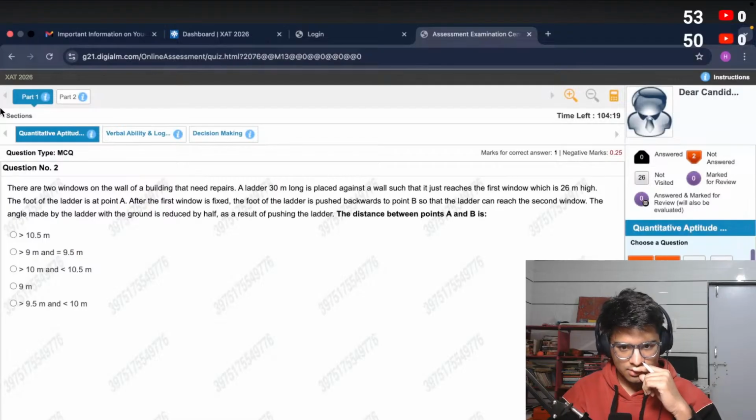So if I can find the distance from the base to point A and from the base to point B, then subtract, the difference will give me the distance between point A and B.